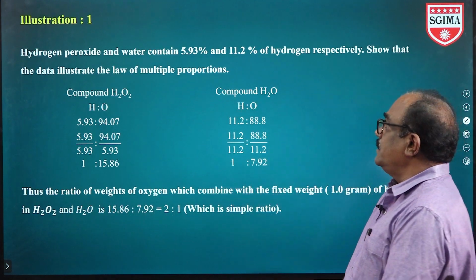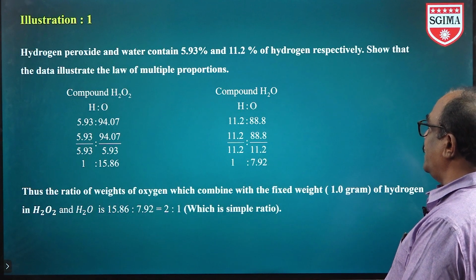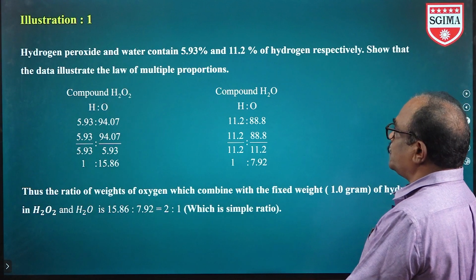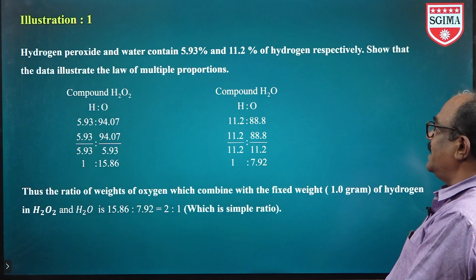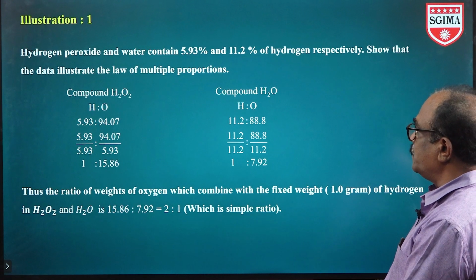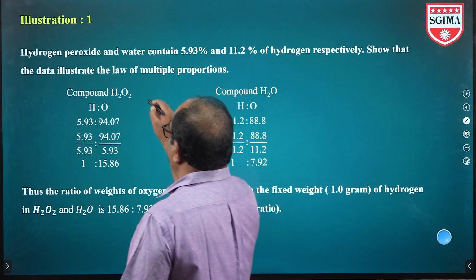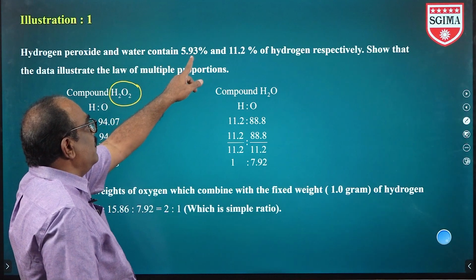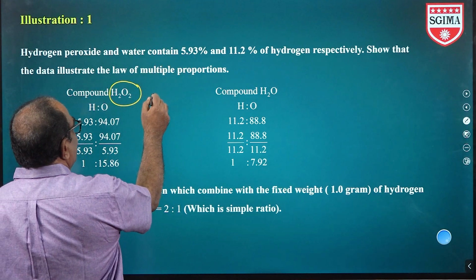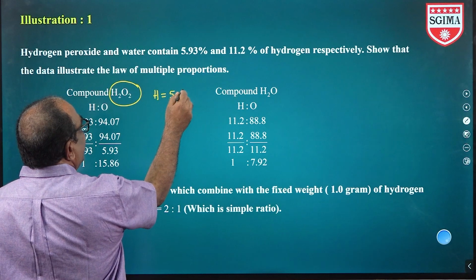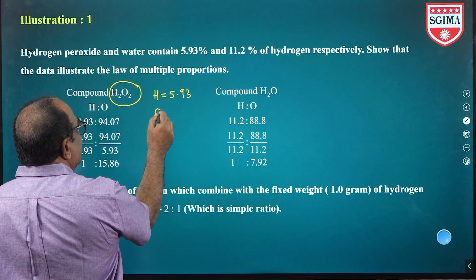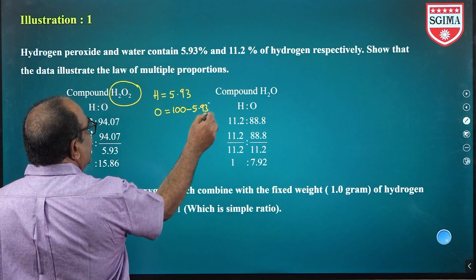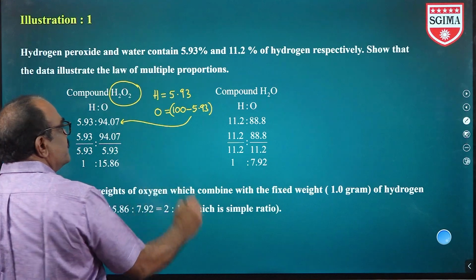The example is taken: hydrogen peroxide and water contain 5.93% and 11.2% of hydrogen respectively. Show that the data illustrate the law of multiple proportions. For example, the hydrogen peroxide compound is given. Hydrogen peroxide and water contain 5.93, so hydrogen quantity will be 5.93. Automatically, oxygen quantity will be equal to 100 minus 5.93. So, that is being written here.